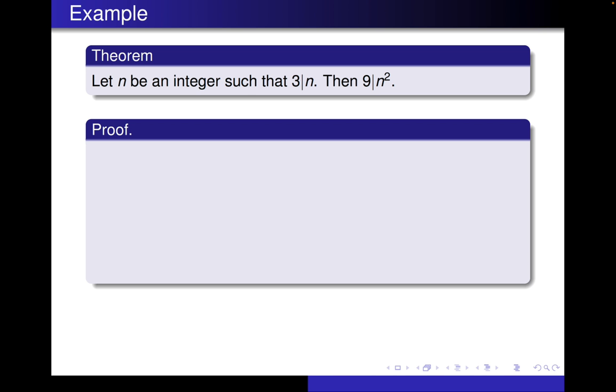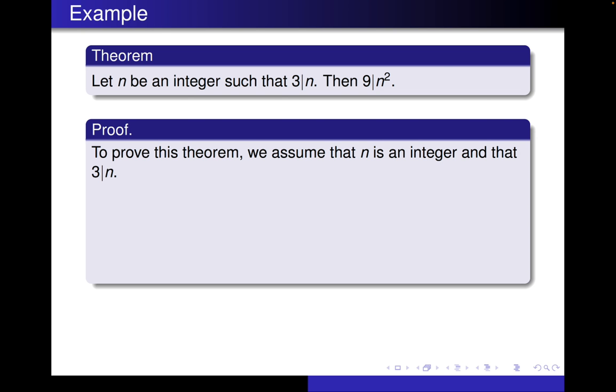The first thing I'm going to do that's nice to my reader is I'm going to tell them what I'm assuming and what I'm going to show. So what am I assuming? To prove this theorem, we assume that n is an integer and that 3 divides n. And what am I going to show? Then we need to show that 9 divides n squared, right? So that way we know where to begin with the proof. The reader knows where we're going to end with the proof.